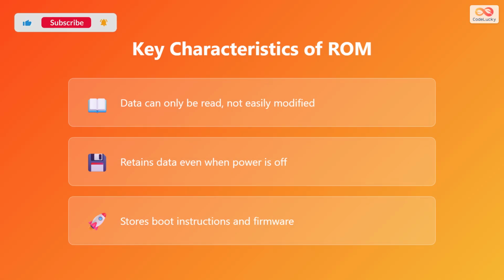ROM has three distinct characteristics. First, data can only be read and not easily modified, which protects critical system instructions from accidental changes. Second, ROM retains data even when power is off, ensuring boot instructions are always available. Third, it stores boot instructions and firmware, which are the low-level programs that control your hardware components.